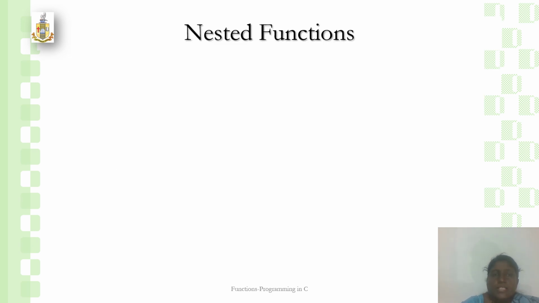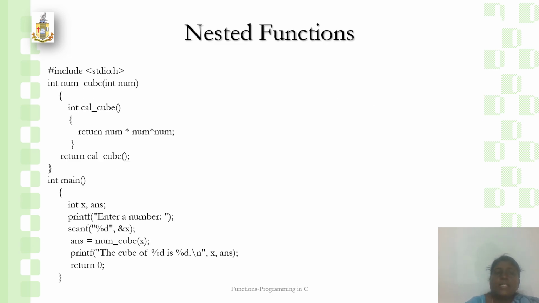Now we'll be seeing an example for this. So here: int num_cube(int num). Inside this I am calling another function, which is cal_cube. So this is the function inside the function num_cube. Here it is going to return the cubic value, return cal_cube. Okay, so it is returning the value, and then it is returning the function's value here.